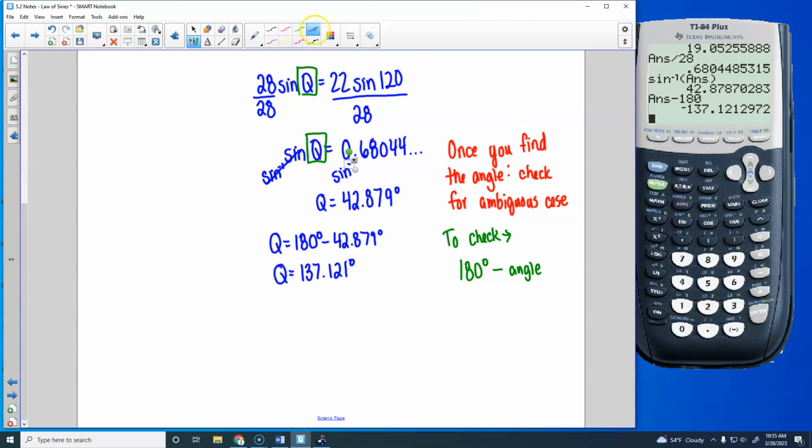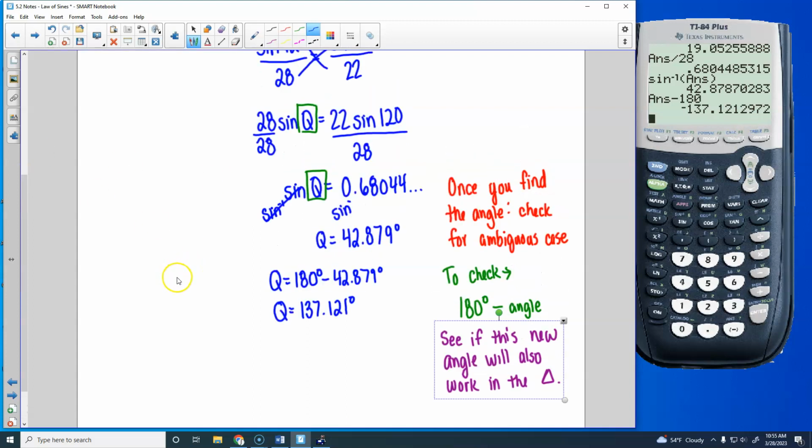Okay? And then you want to see if this new angle will also work in the triangle. Okay, so whenever we found Q, that definitely is a right answer for Q. It should work. But there's a chance that 137.121 also works.